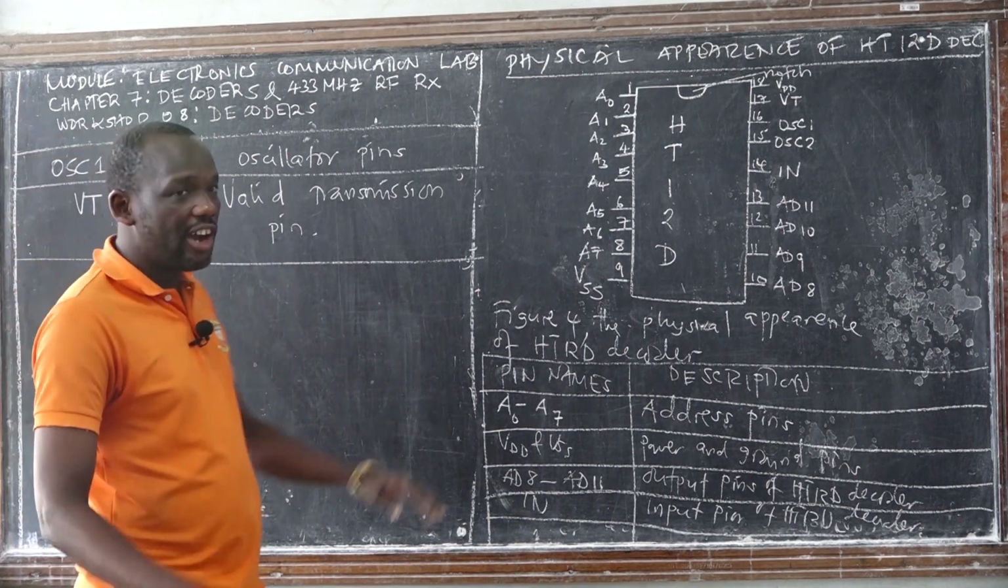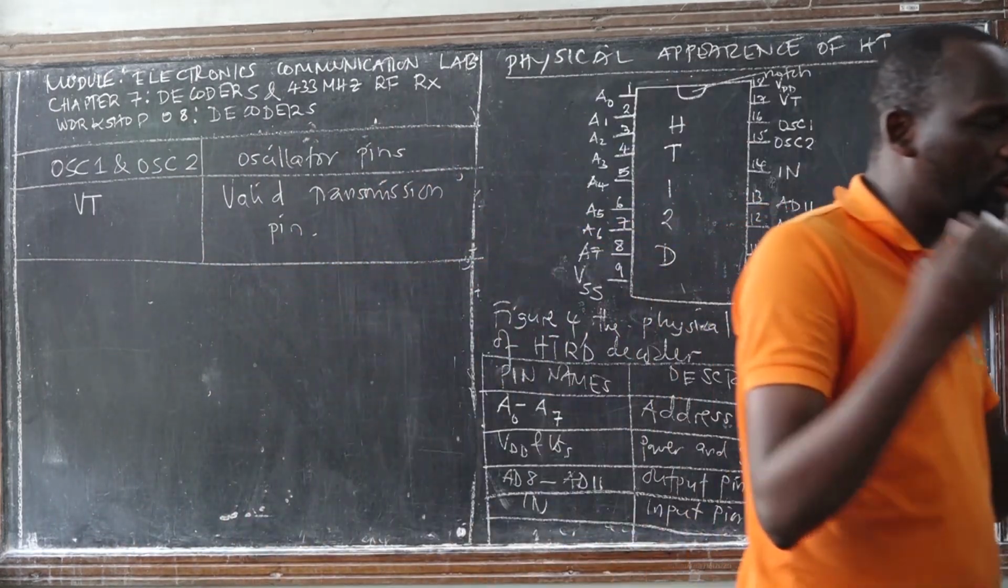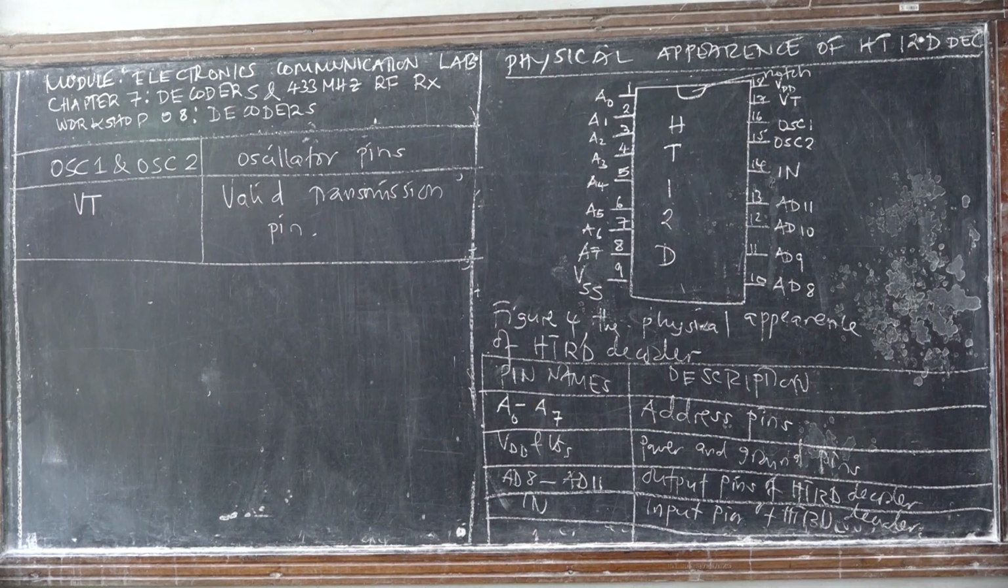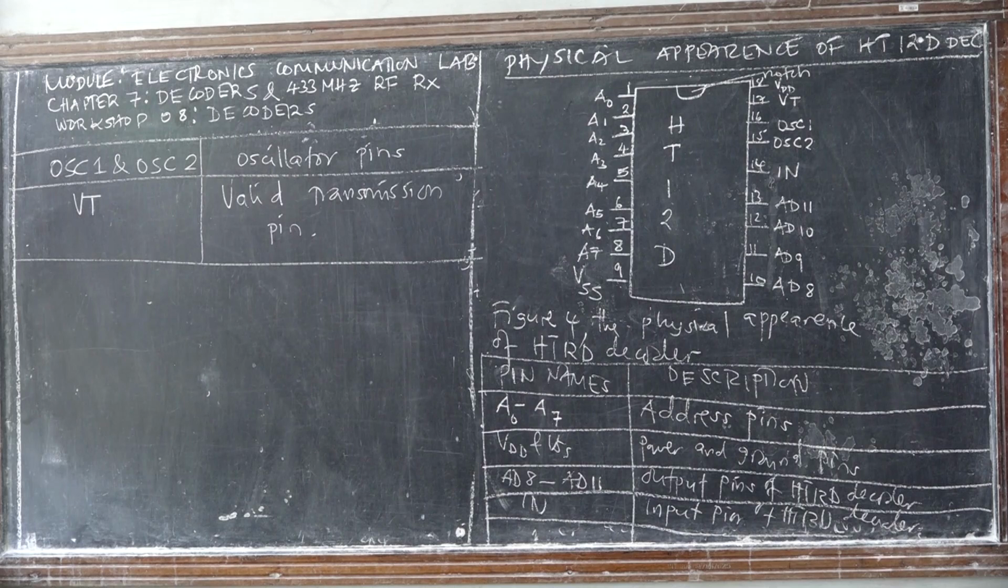Okay, so now we have a clear understanding of the general concepts about the Ht12D decoder. The next question that might come to your mind is: how can you use the Ht12D decoder in building an electronic circuit? You know what it does, its physical appearance, the pin names and the pin functionality. How can you use it to build a digital receiver circuit? That's the next question.